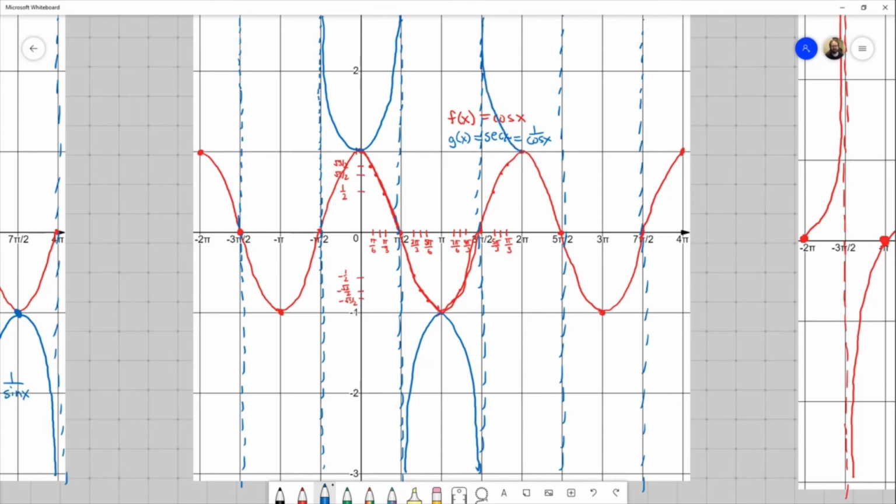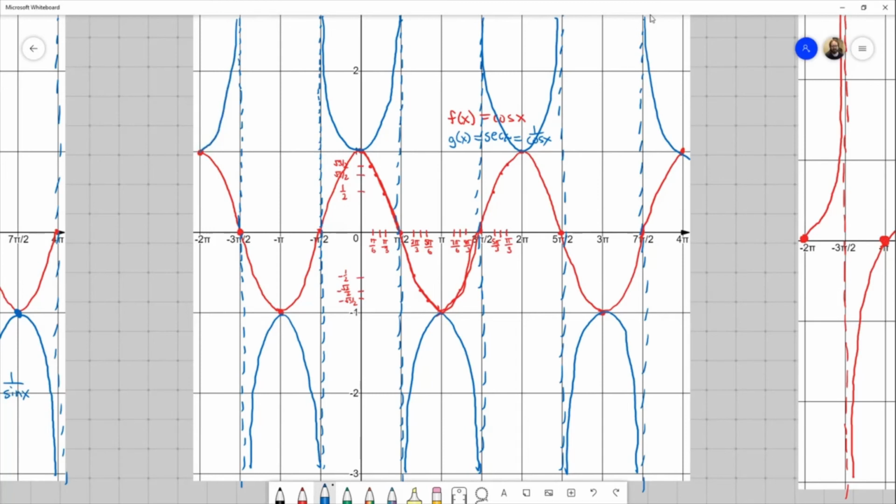The cosine hump goes from 0 to 1 back down to 0, or from 0 to -1 back up to 0. The opposite hump, the secant hump, goes from infinity to 1 back up to infinity, or from -infinity up to -1 back down to -infinity. All right, a couple more here. And there is the graph of secant.